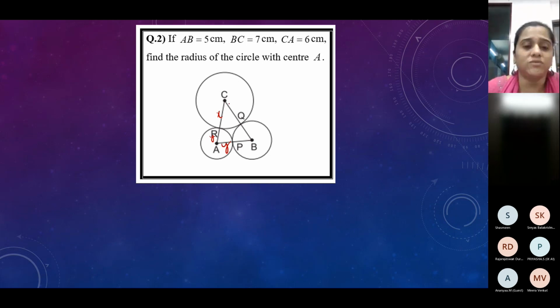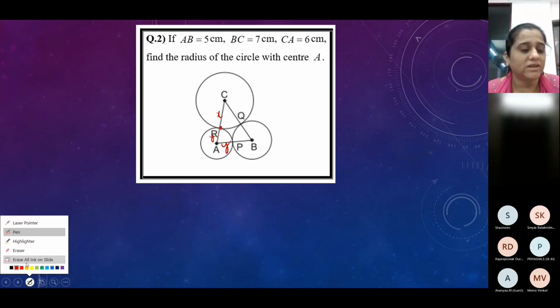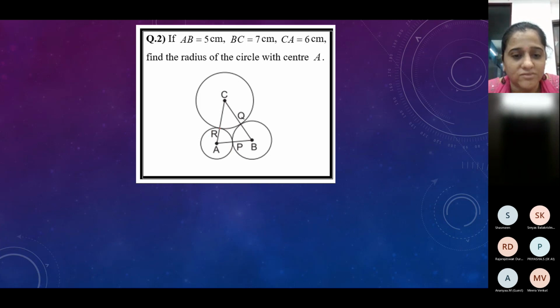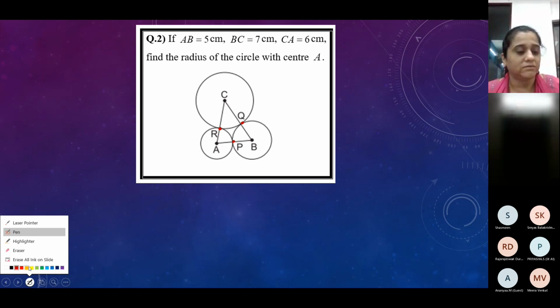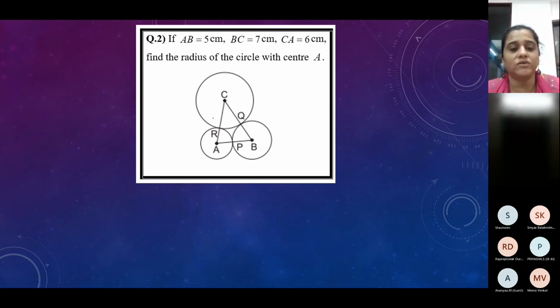Yes, Shreya, why is CR equal to CQ? Radius, not tangents from an external point of the circle. Radius CR and CQ. Don't get confused. See, let's understand the figure. R is this point, Q is this point, P is this point. Correct? So CR is equal to CQ. He's saying X. AR is equal to AP, Y, and then?